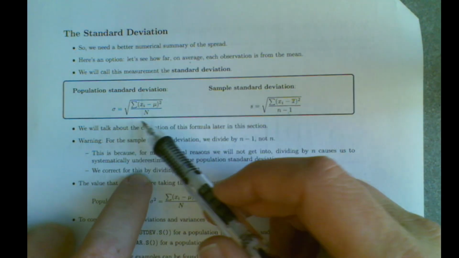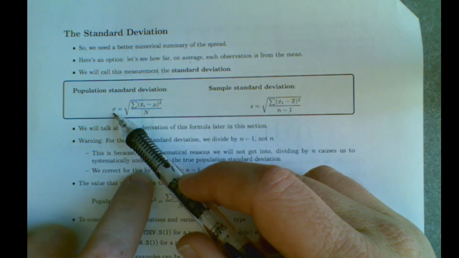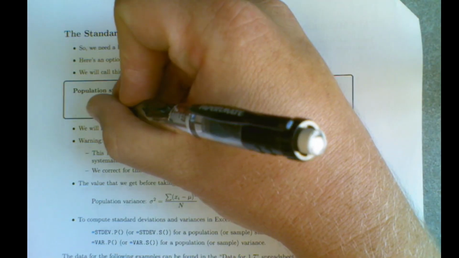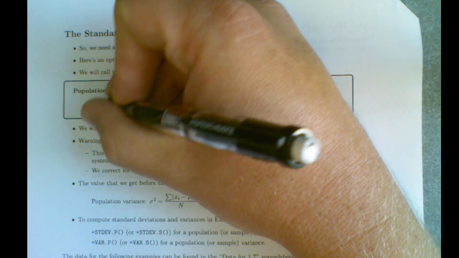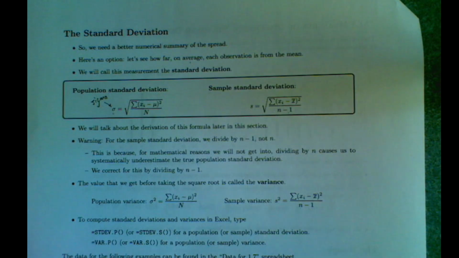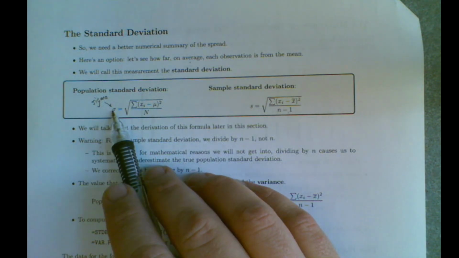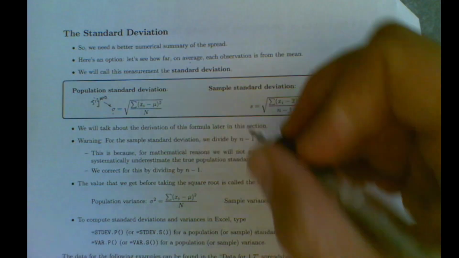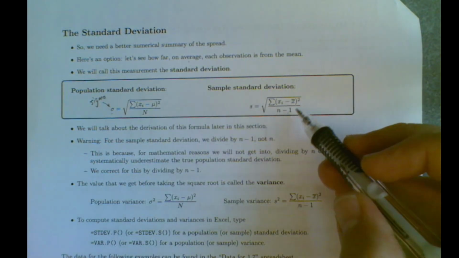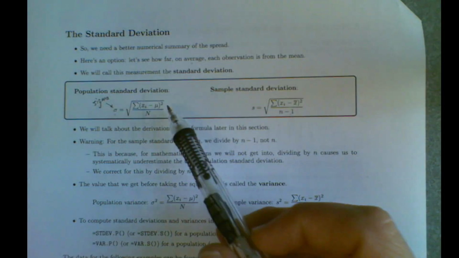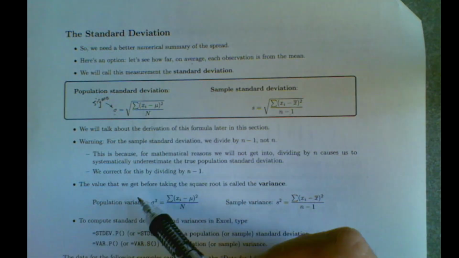We have one formula for computing the population standard deviation, which we denote with a lowercase sigma. This is the Greek letter sigma. That's also the Greek letter sigma, but it's a capital sigma, and it stands for the sum. But this is our lowercase sigma for the population standard deviation, and then we have a separate formula for the sample standard deviation. Now, you'll notice that these two formulas are pretty similar.